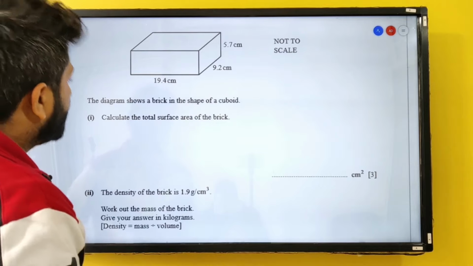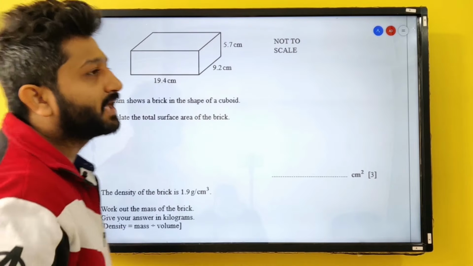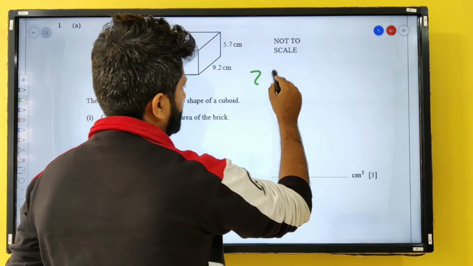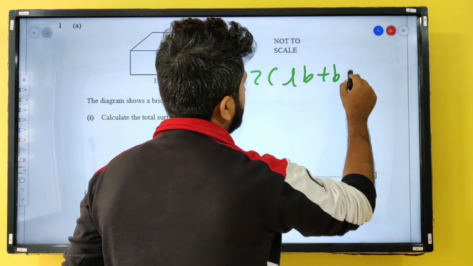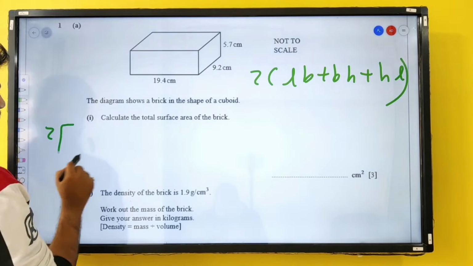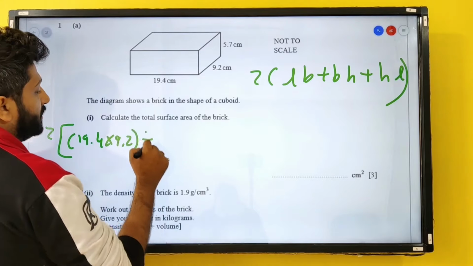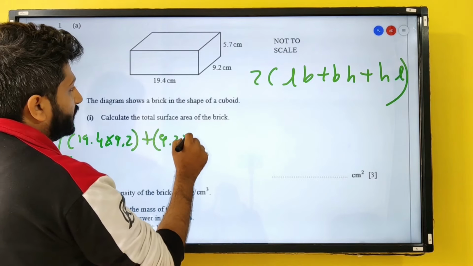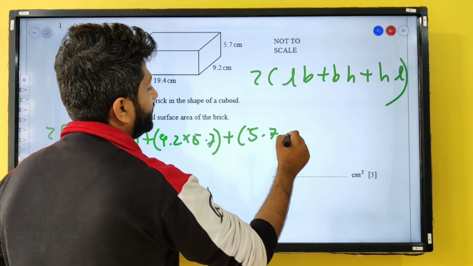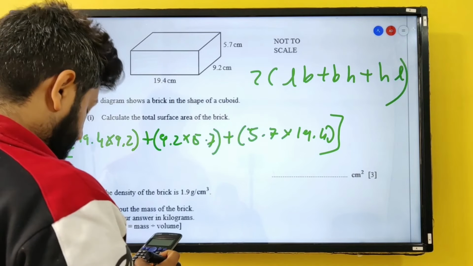The diagram shows a brick in the shape of a cuboid. Calculate the total surface area of the brick. Okay, so we are supposed to calculate the total surface area. As this is a cuboid, the total surface area is going to be 2 times (LB plus BH plus HL). So let me do this: twice of length into breadth, which is 19.4 into 9.2, plus 9.2 into 5.7, plus 5.7 into 19.4. Let me calculate this, guys.